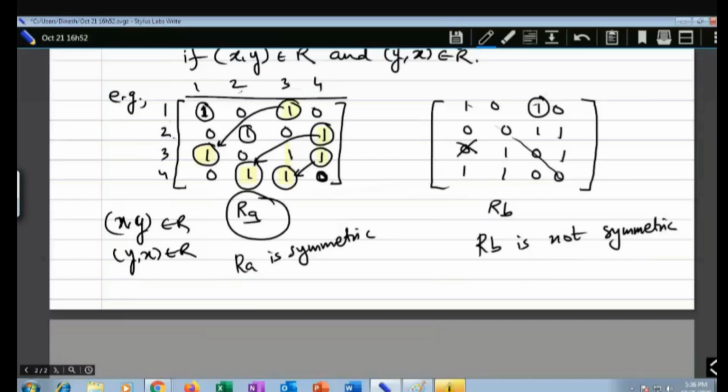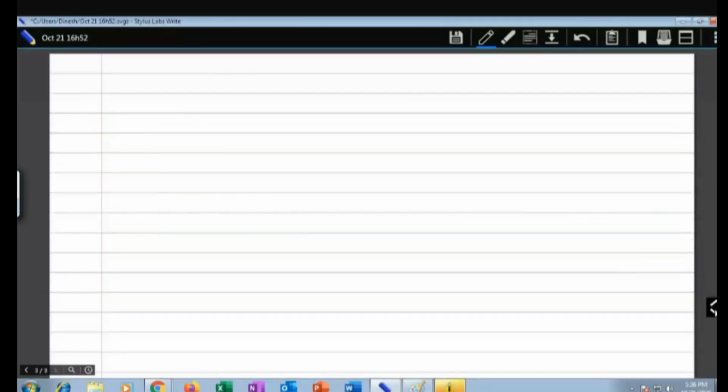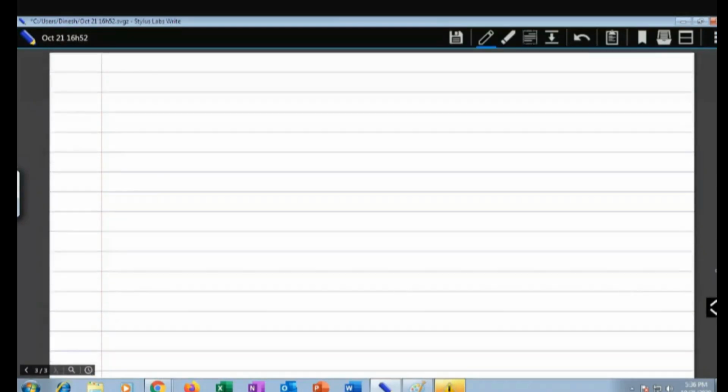Then, after reflexive and symmetric, the last basic property is the transitive relation. Now, what do you mean by a transitive relation?